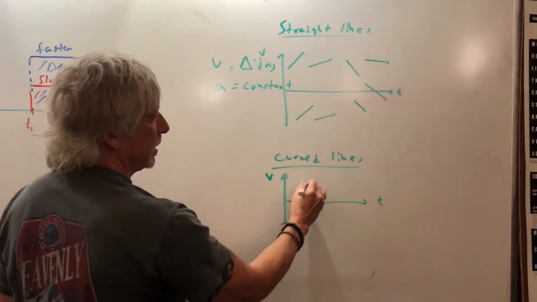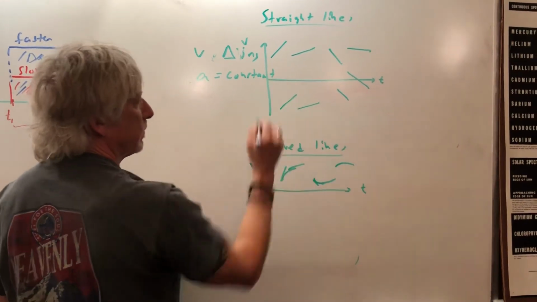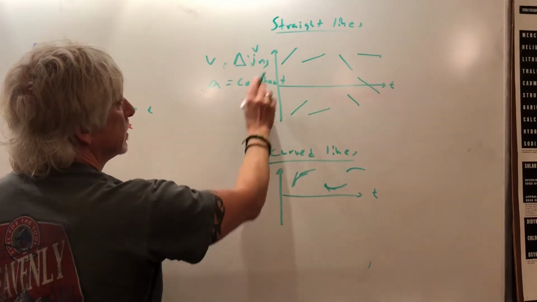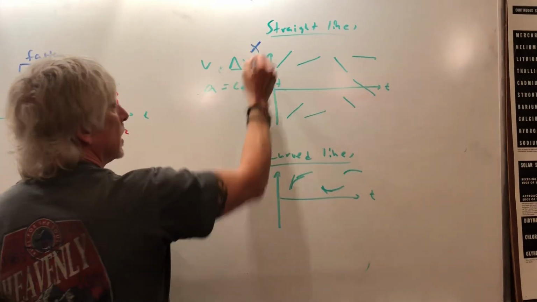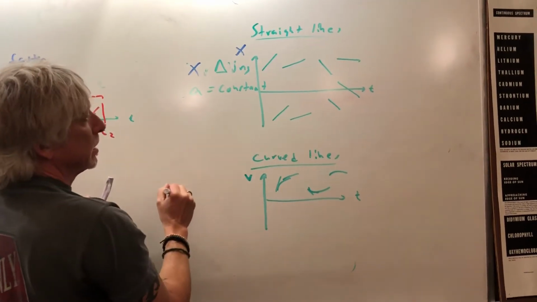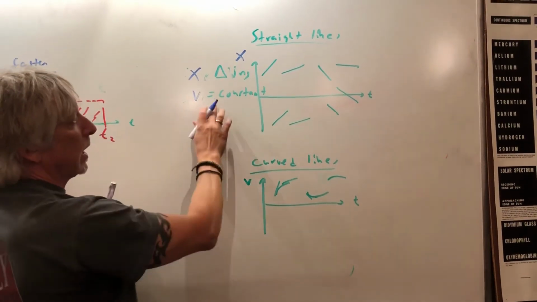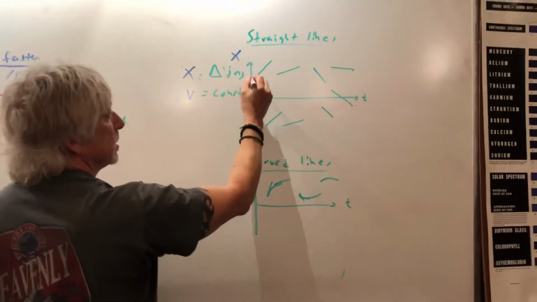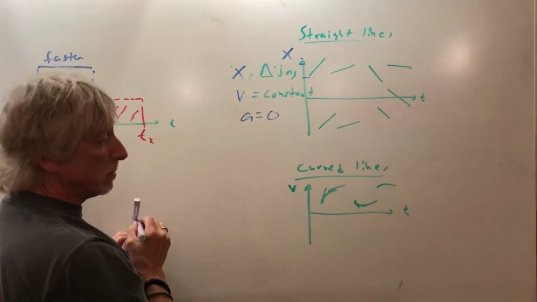Over here, a curved line, whatever it is, I see that the slope is changing on V versus T. The slope is the acceleration. Constant slope, constant acceleration. If, however, I change the meaning on you and make that x, well, now I see that x is changing, but the slope is not A anymore. The slope on this graph is V. I've got a constant velocity, increasing or decreasing my position. If the velocity is constant, A is 0.